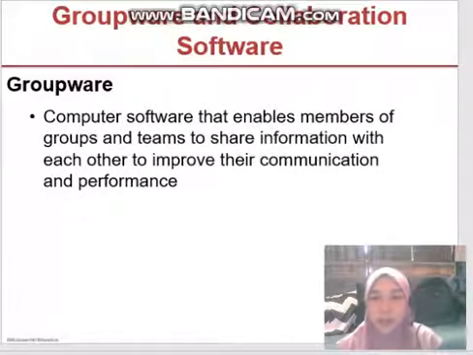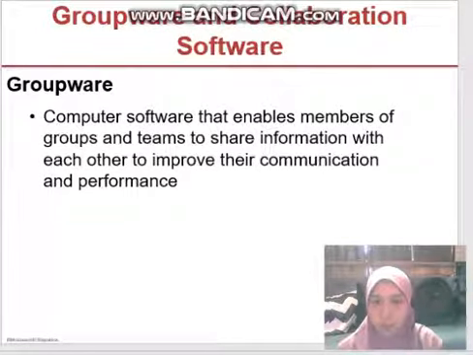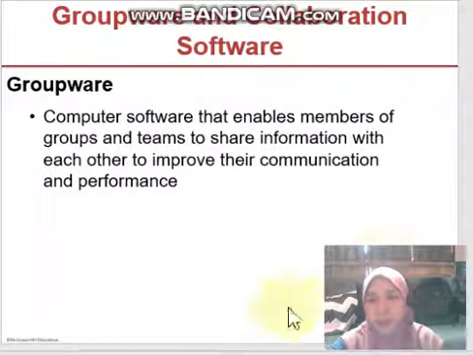Another thing that will help people in the organization to communicate is known as groupware. Groupware is computer software that enables members of groups and teams to share information with one another to improve their communication and performance. In some organizations, managers have succeeded in introducing groupware. However, in other organizations, managers have encountered considerable resistance or problems with groupware. Even in organizations where the introduction of groupware has been successful, some employees resist using it. Why?